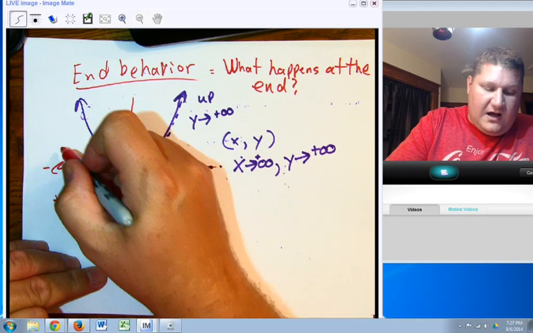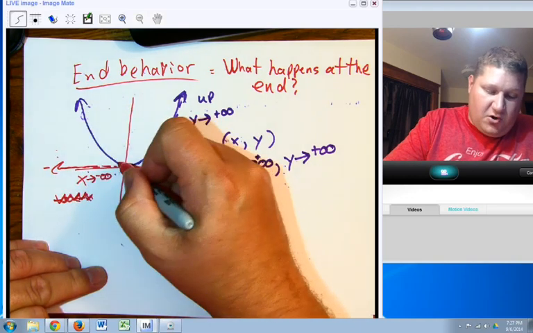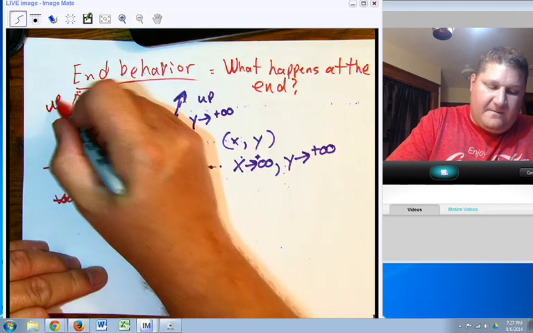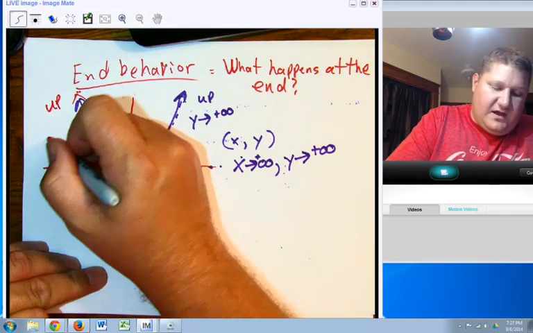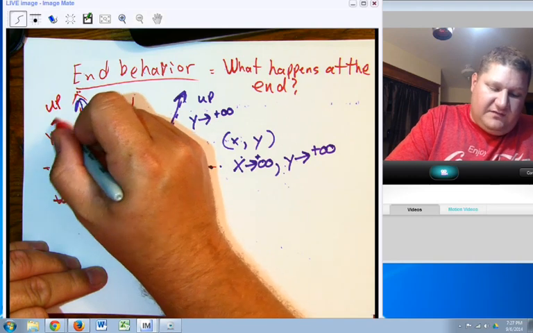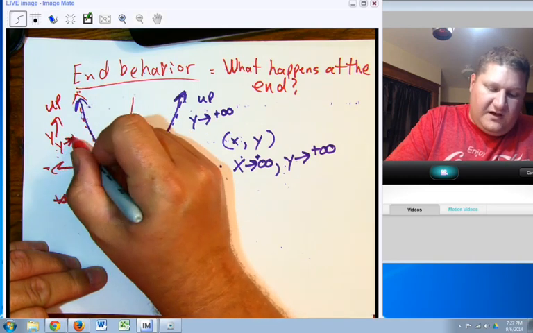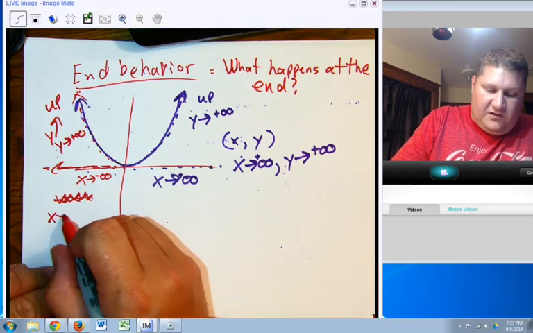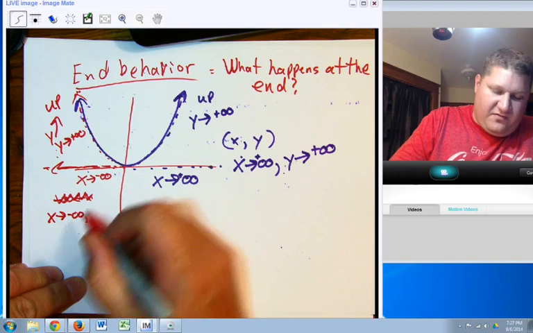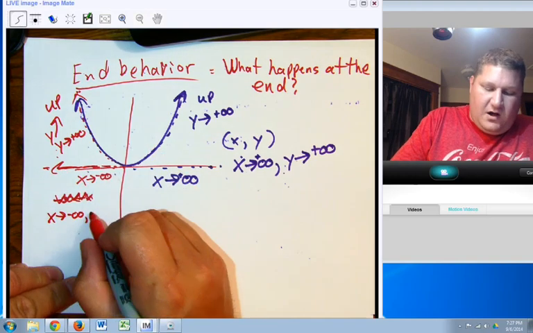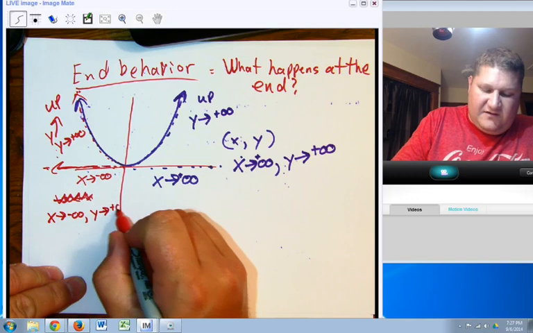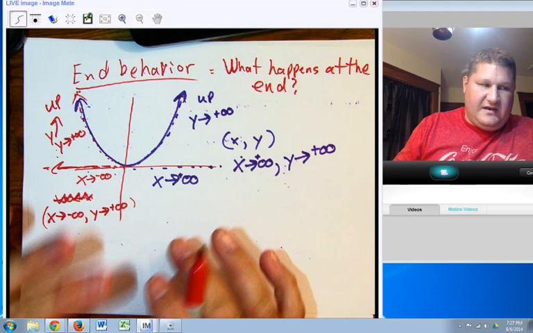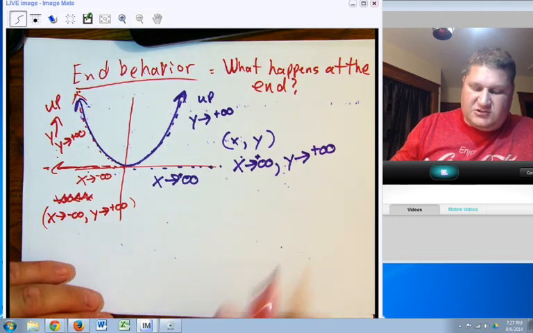Where does y seem to be going? As I go back, it seems to be going up, up, up again. So that means as x goes this way, y seems to be going up. Y goes to positive infinity. So again, we're going to write it. As x goes to negative infinity, that way, y goes to positive infinity. Just like a point. Okay, now that we have that out of the way, let's try another one.